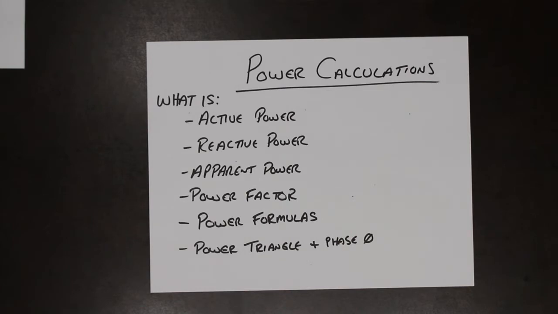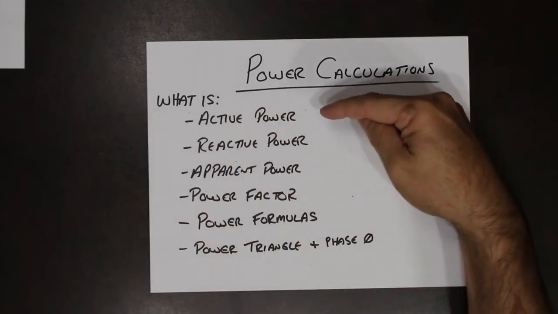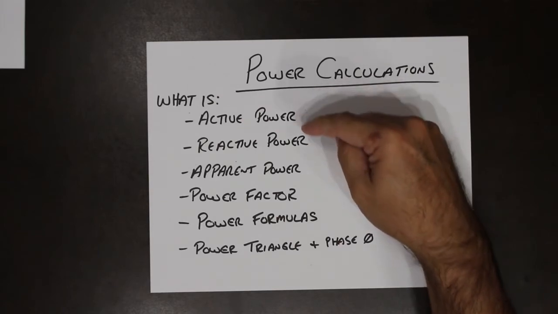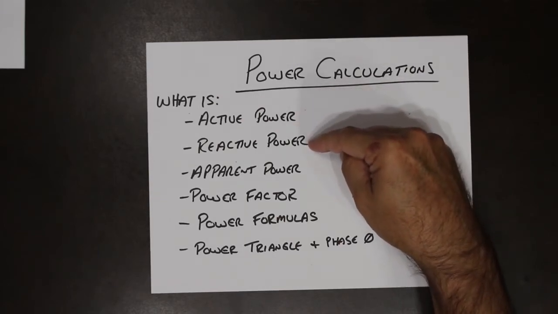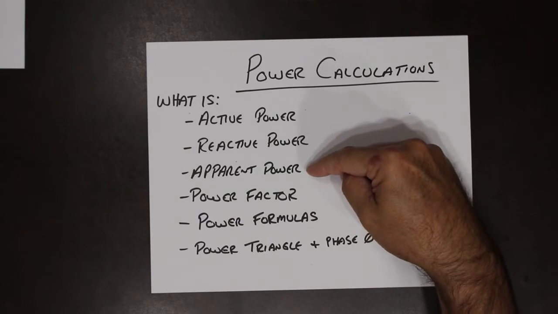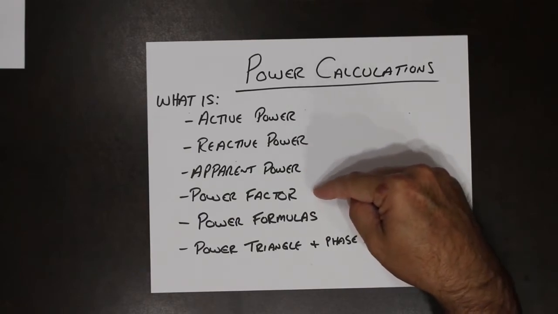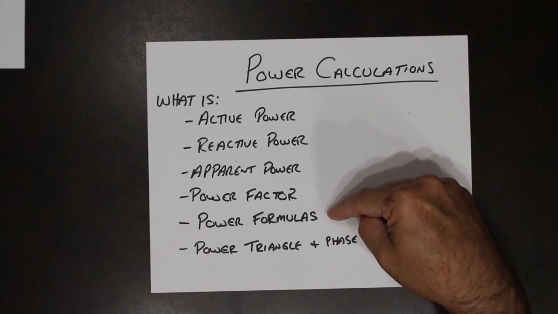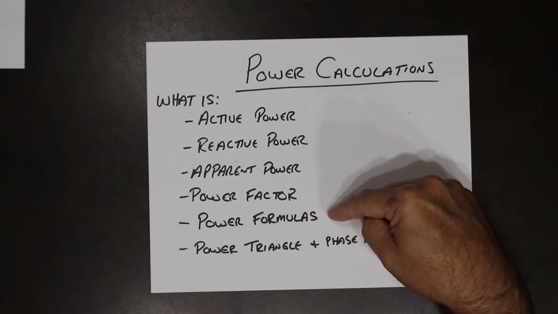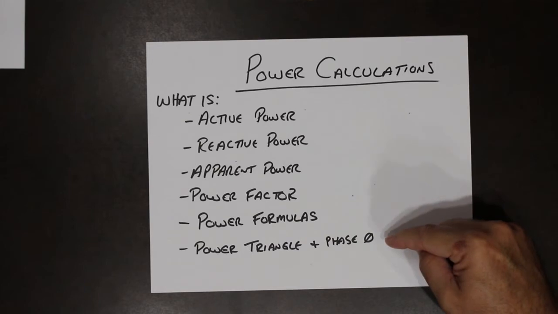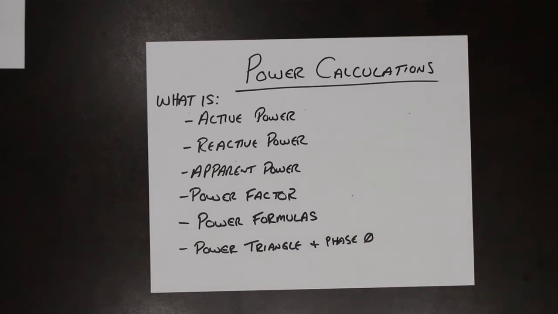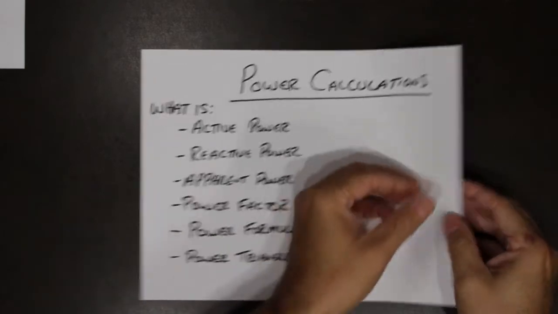In order to do that, we need to figure out what is active power, reactive power, apparent power, and what is the power factor. We're going to go through some basic power formulas, and then look at something known as the power triangle and the phase angle of a circuit. So let's get started.